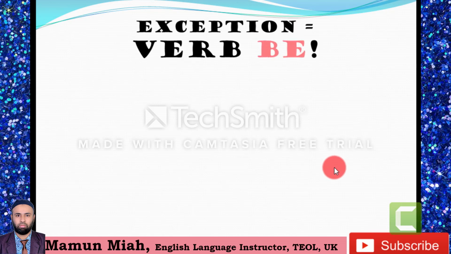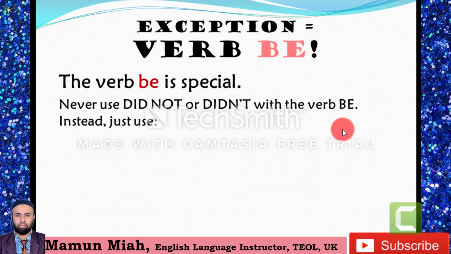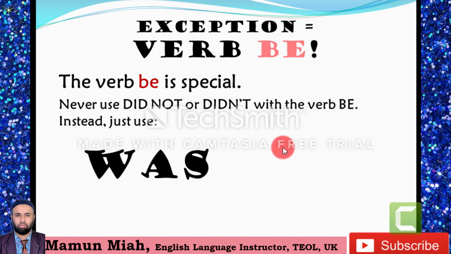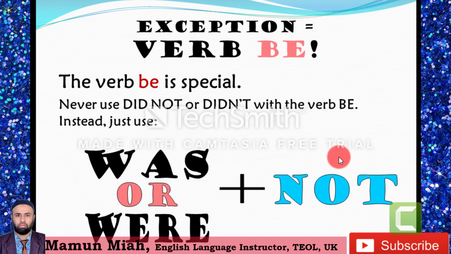Exception verb be. My dear student, of course you have to remember the be is an exceptional verb. The be verb is special. Why? Because with the verb be, never use didn't or did not. Instead, just use was or were not in the past form. That means no did not be, or did not am, or did not was.